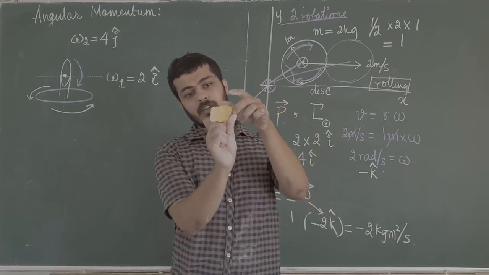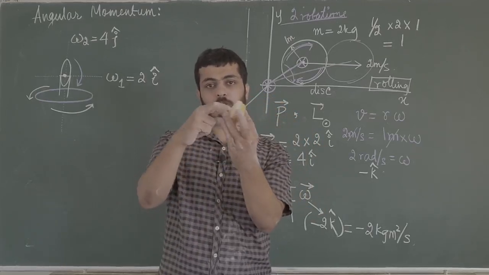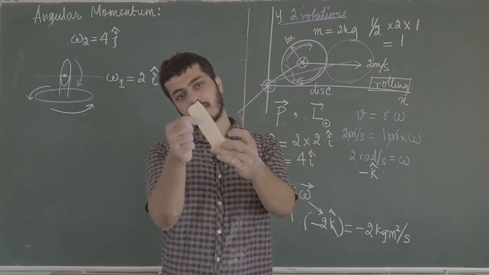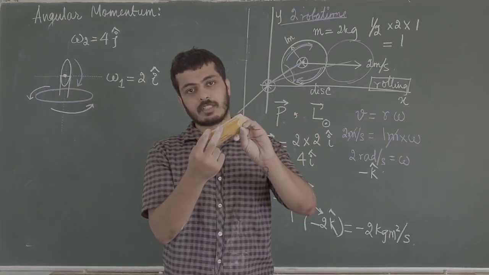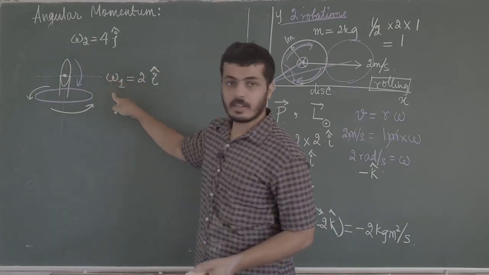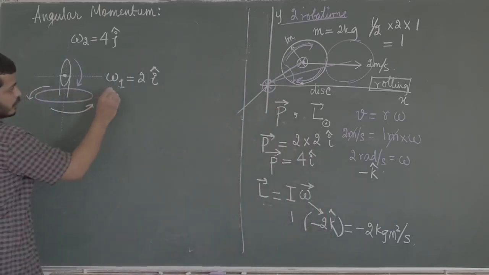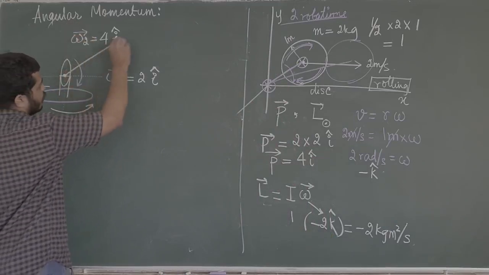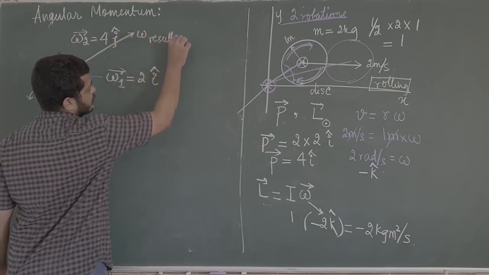What if I start doing both of it? I rotate the duster like this, and in addition to that, I also rotate it like this. So the duster is going to have a very complicated rotation. It is going to rotate like this, and also like this. It's going to start twisting. In such a case, you will have two different angular velocities. These angular velocities are not different to each other. Both of them will add up. This is one vector, this is another vector. Both of the angular velocities are going to add up to give you a resultant angular velocity. This is your resultant.